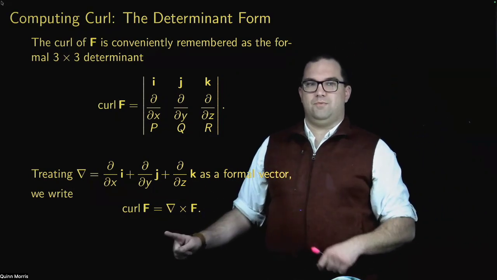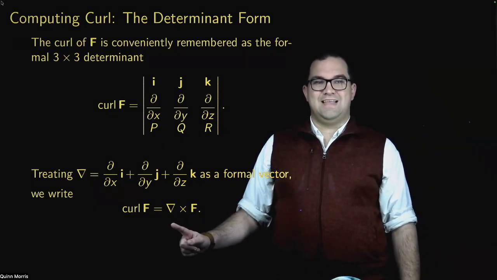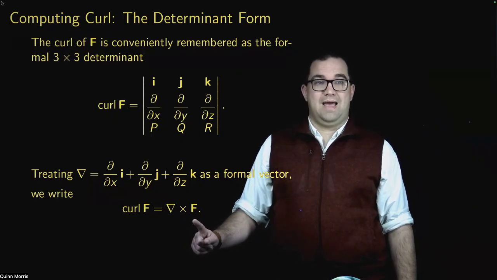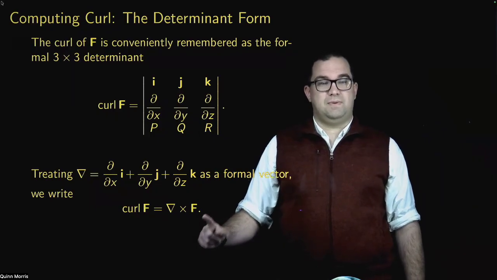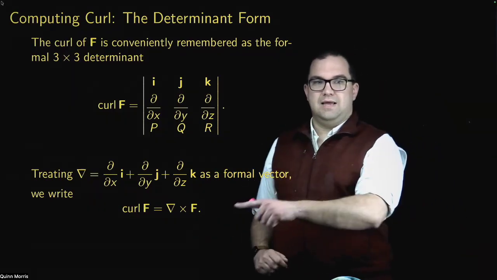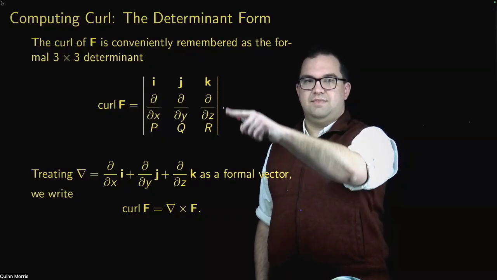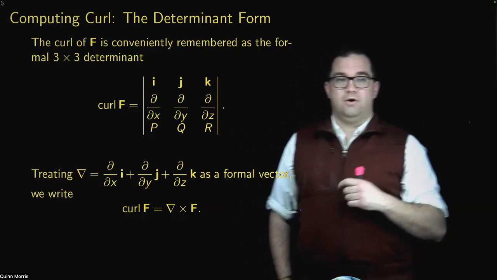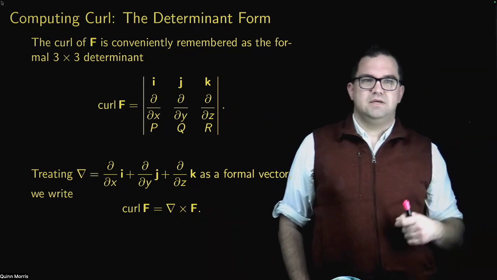And if we do it in that way, then we can think of the curl as this del operator cross the vector field F, because this is just the vector whose components are the functions P, Q, and R. So again, this del cross F would give you exactly this determinant form back. All right. So this is how we often think of these things.